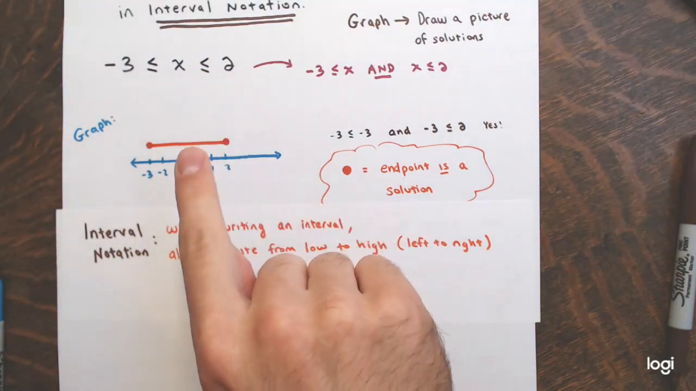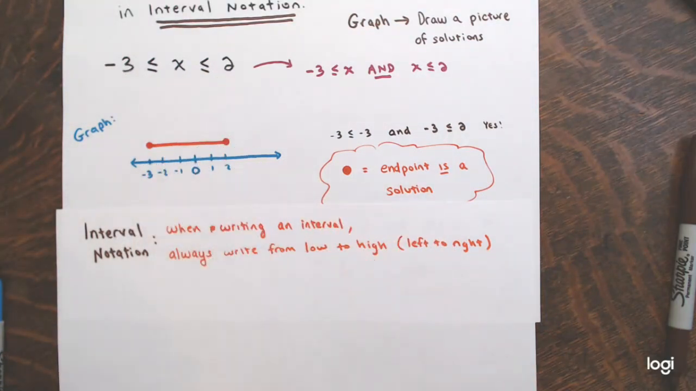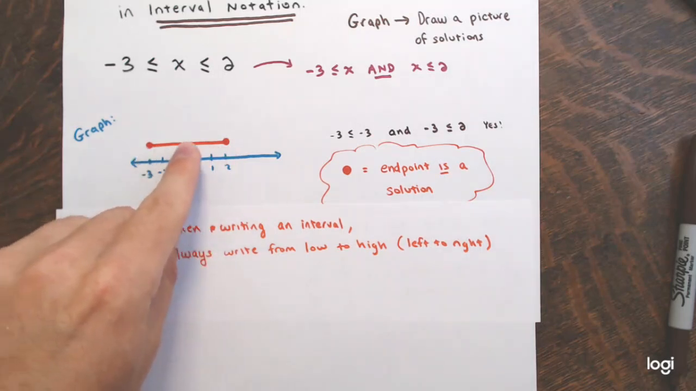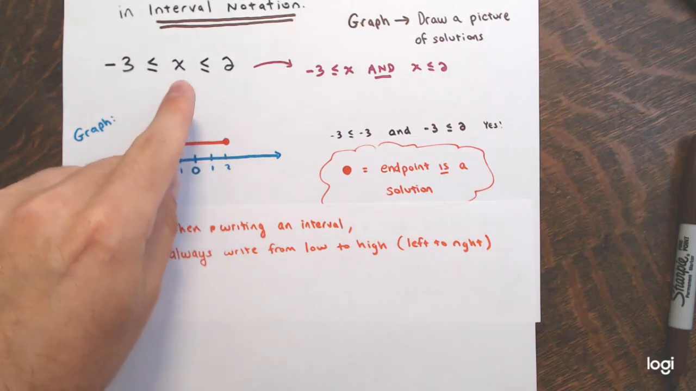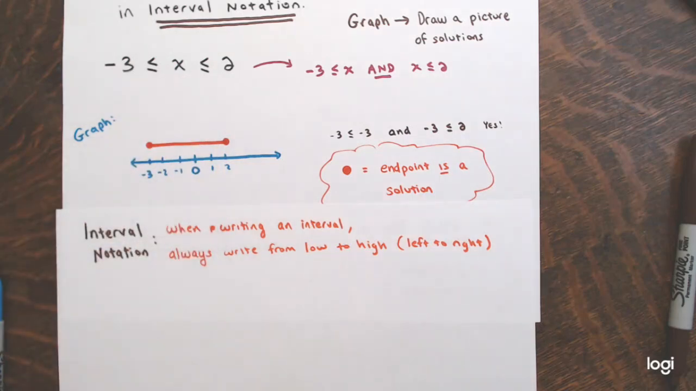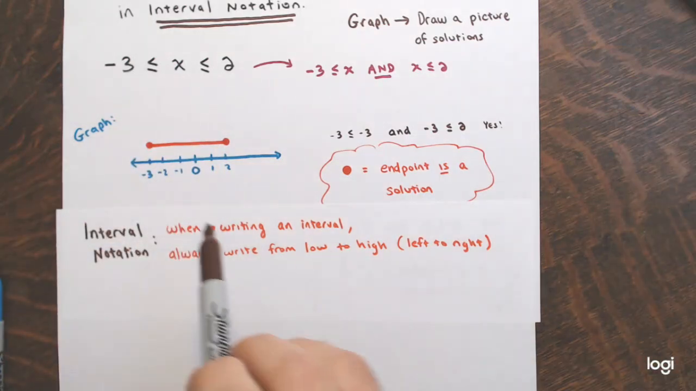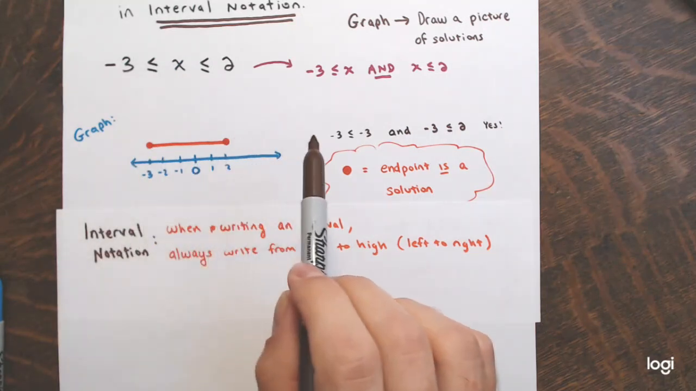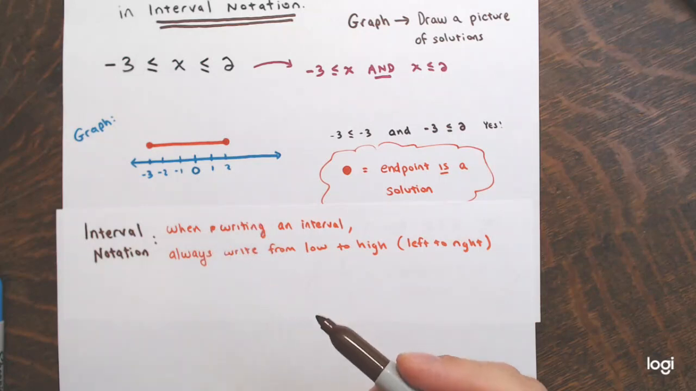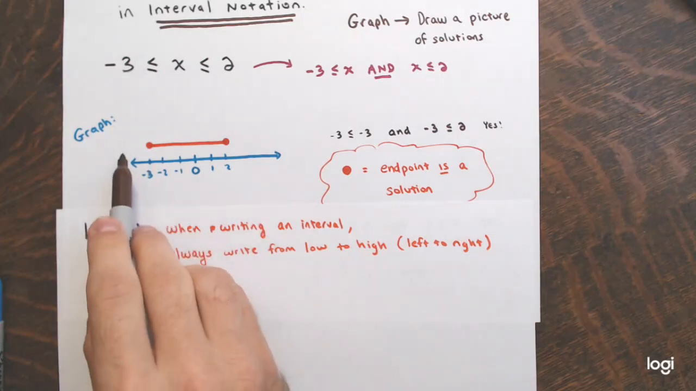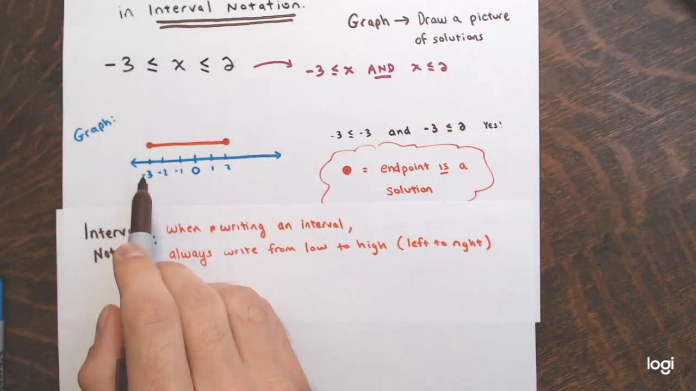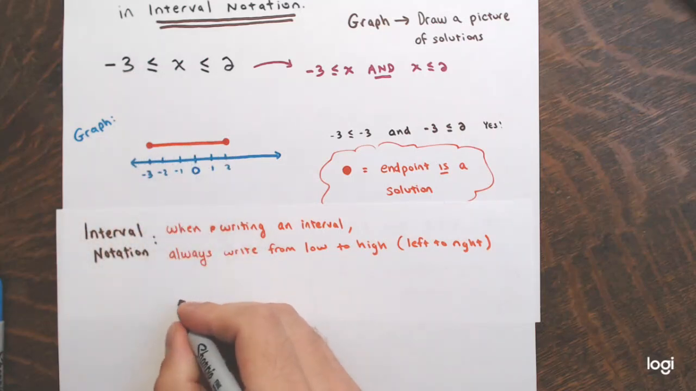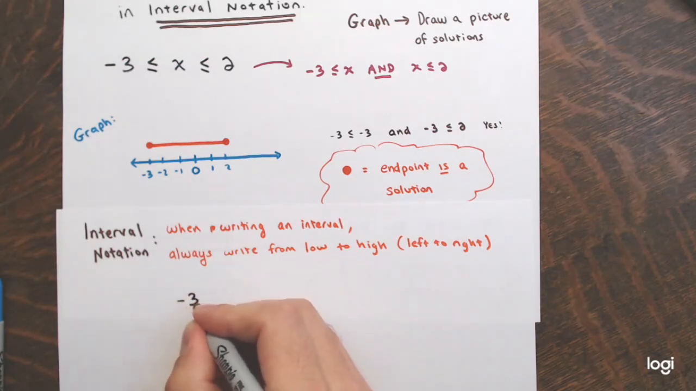So I look at my inequality, or I look at my graph, a picture of all the solutions, and I notice there's this one interval, this one range of numbers that make this a true statement. So the interval for this, as I look at this from low to high, from low numbers to high numbers, so left to right on this horizontal number line, the first number I'm going to write is the left endpoint, where I enter this interval. So I'm going to write -3.